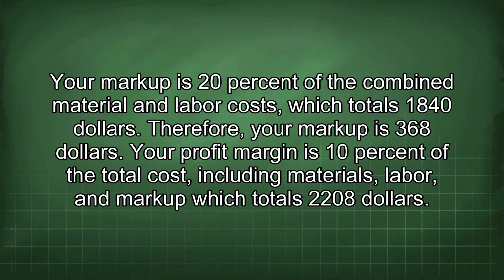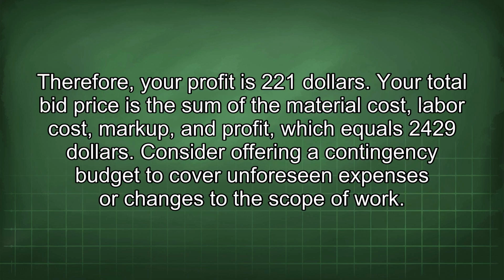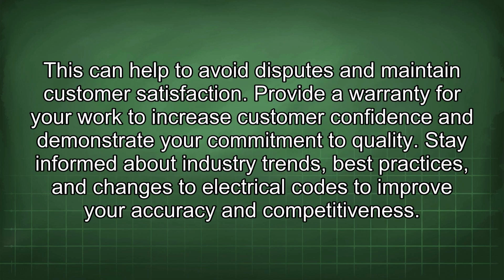Your profit margin is 10% of the total cost, including materials, labor, and markup, which totals $2,208. Therefore, your profit is $221. Your total bid price is the sum of the material cost, labor cost, markup, and profit, which equals $2,429. Consider offering a contingency budget to cover unforeseen expenses or changes to the scope of work. This can help to avoid disputes and maintain customer satisfaction.